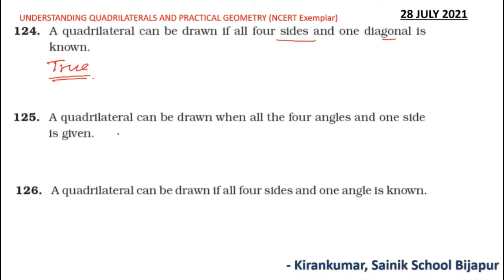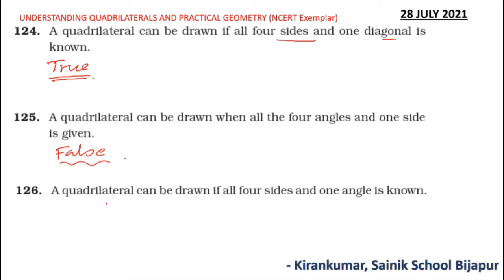Question 125. A quadrilateral can be drawn when all 4 angles and 1 side are given. This particular statement is a false statement. We cannot draw a unique quadrilateral if 4 angles and 1 side are known.